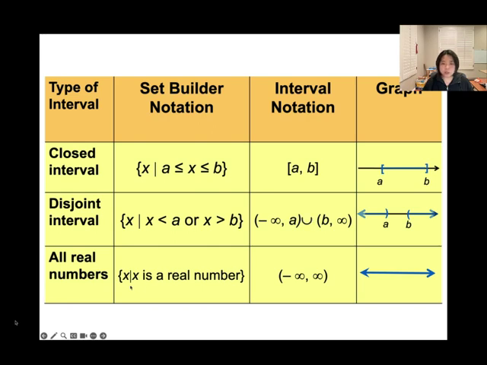When x is all real numbers, x can be anything on the number line. So we're going to highlight everything from here, starting from negative infinity to positive infinity. And one more time, for the infinity, we only use the parenthesis. Don't use the brackets.